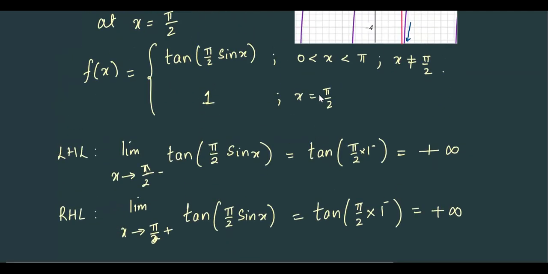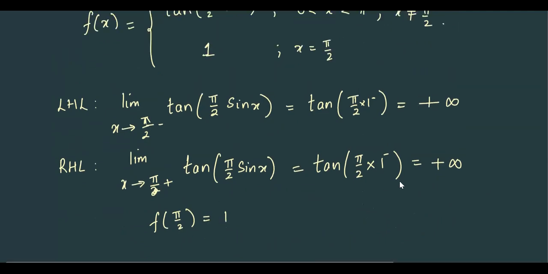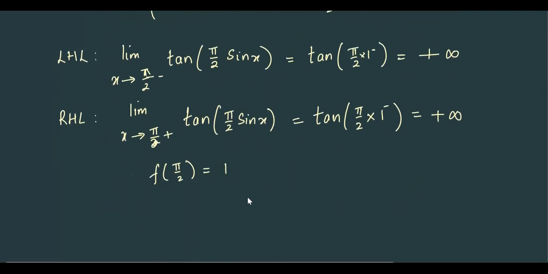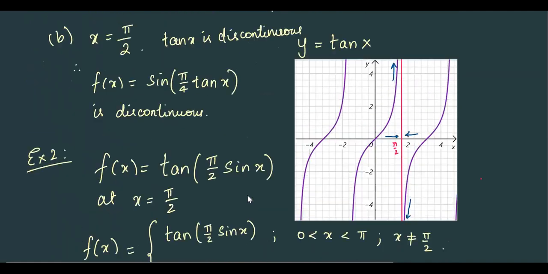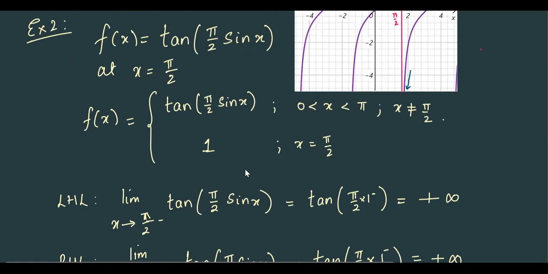But the function value here is defined as 1. So therefore, the function will be discontinuous. And one more thing, you cannot define it so that at exactly x equal to pi by 2, sine x will be exactly equal to 1. So pi by 2 into 1 will be exactly equal to pi by 2. So tan pi by 2 is undefined. That's why we have to define it like this.